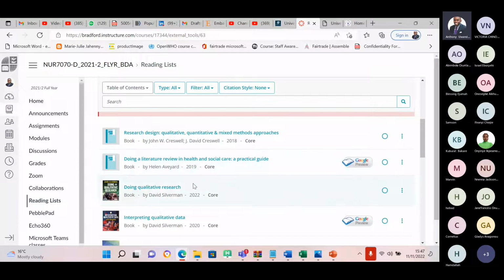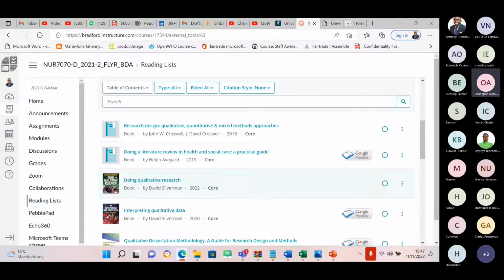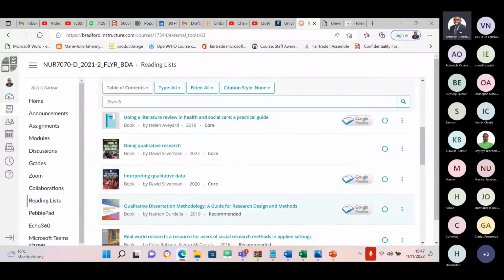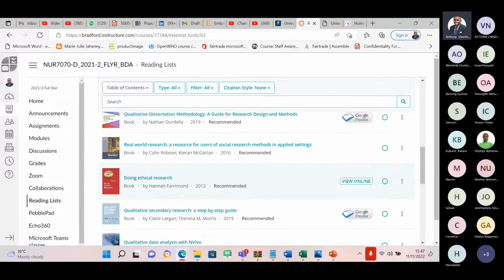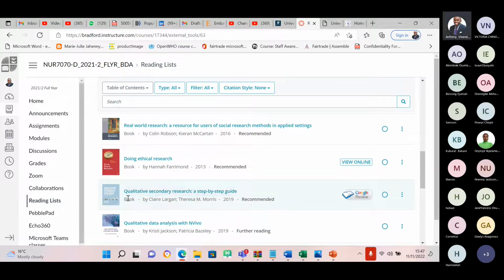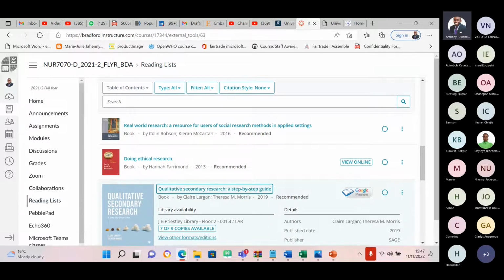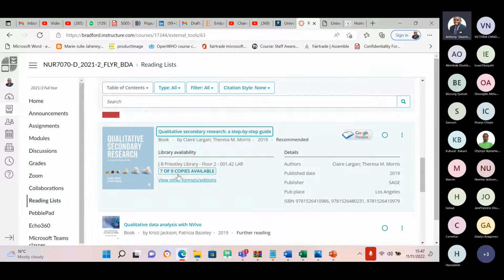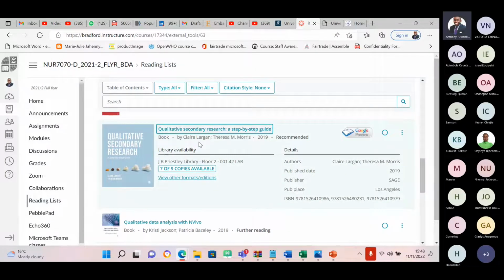Hello, can you screenshot these books? Are you guys there? Yes, yes. So these are the textbooks that I read. Just take a screenshot of them. They should be in your stuff. Look at this one. Wait, let me open them all very well. Good. This one has 7 of 9 copies available. This is qualitative secondary. You see that? Exactly what you're looking for.